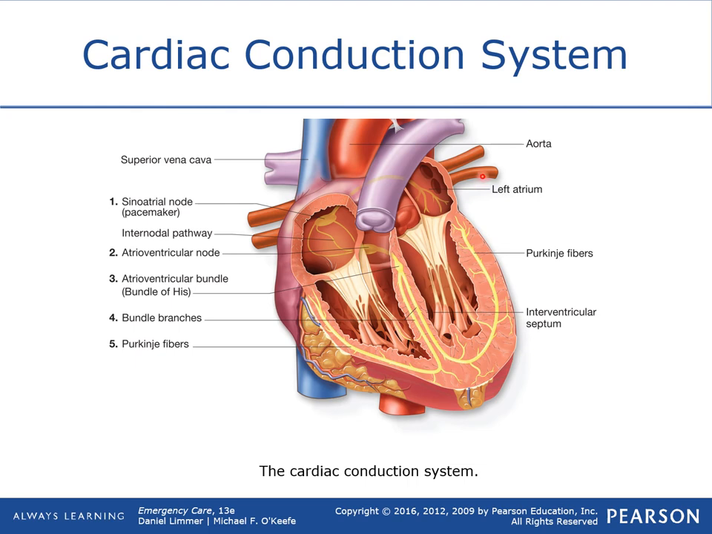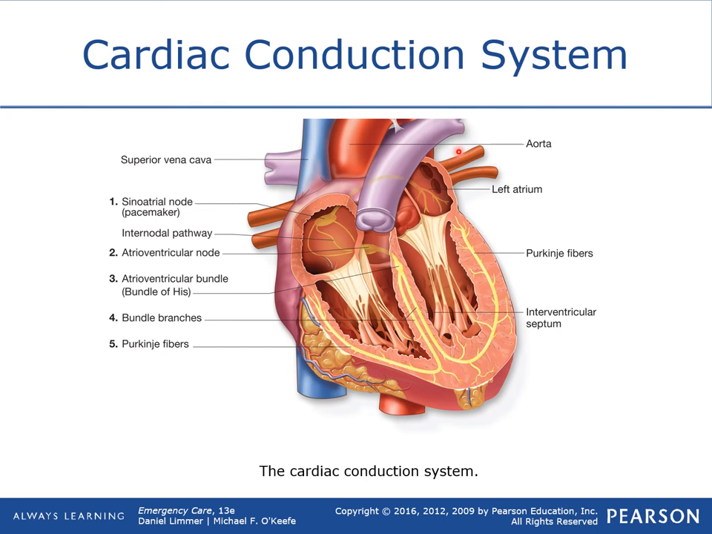So the atria contract, which pushes the blood from the atria down into your ventricles, and then your ventricles contract, which pushes blood either to the lungs, if it's on the right side, or to your body, if it's on the left side. So again, this is a lot to remember, but you are going to have to remember all these different pathways.